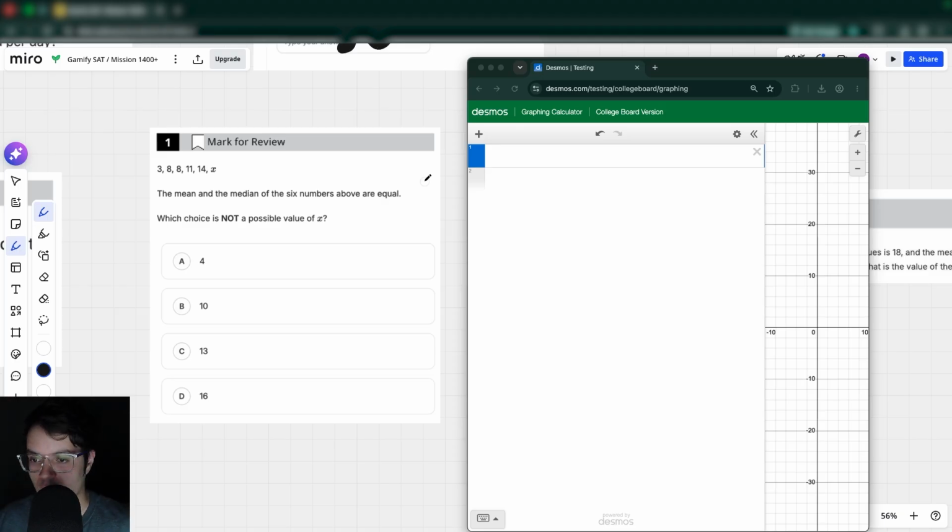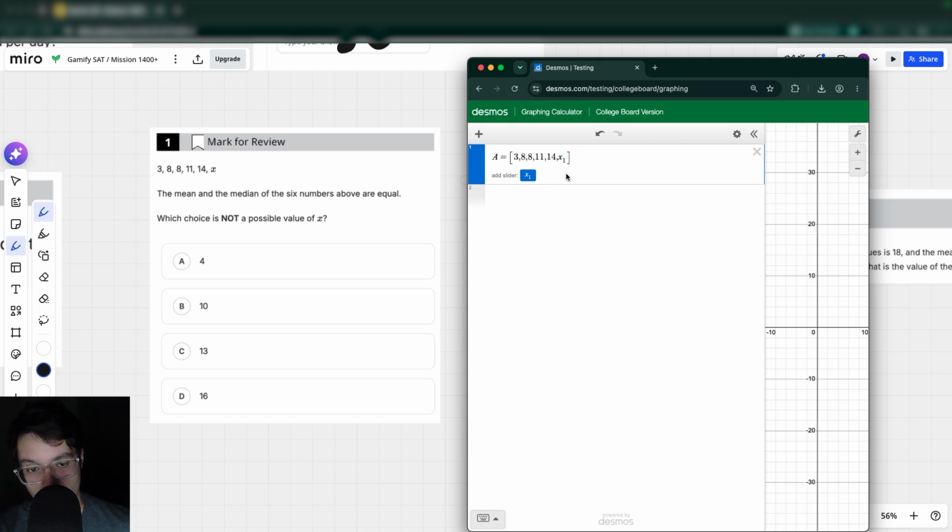So there are different ways you can approach a problem like this, but I would just go for the easiest way, which is just literally write something like this. So I could say a is equal to 3, 8, 8, 11, 14, and then x1. I have to put the 1 there because otherwise it's going to treat it as a variable. We need it as a constant because it's only one number.